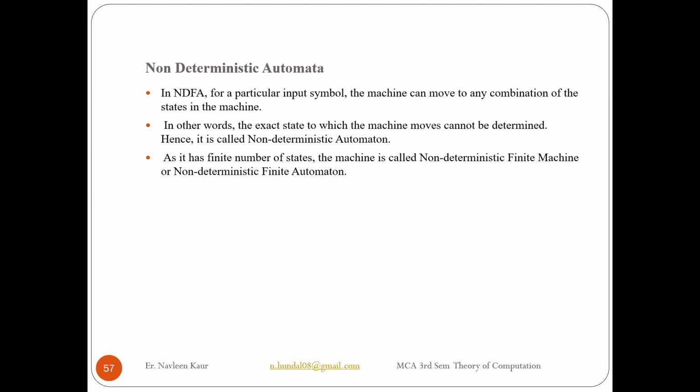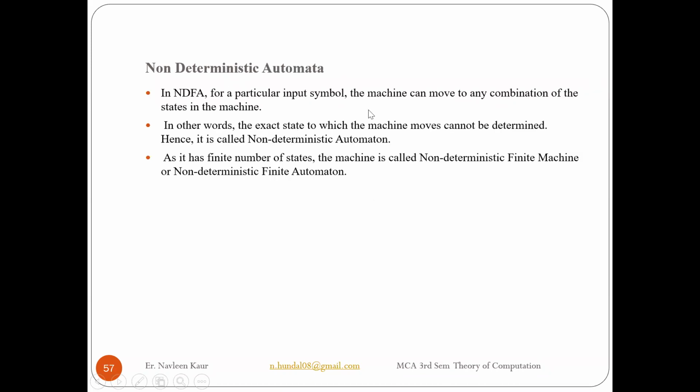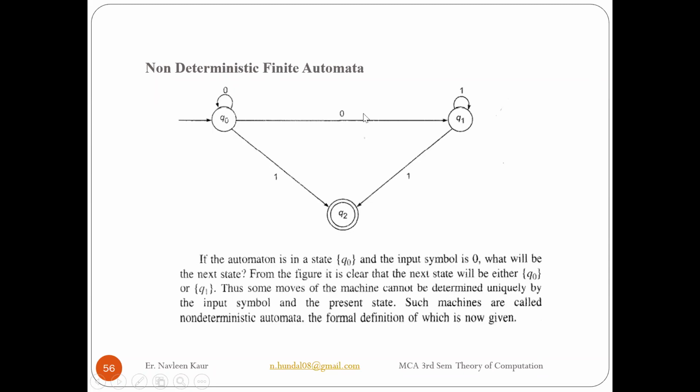So let's discuss this NDFA definition in detail. In NDFA, which is non-deterministic finite automata, for a particular input symbol, for example here, for input 0, for any input symbol, the machine can move to any combination of the states in the machine. It can move to Q1 also. It can move to Q0 also, and maybe there are chances it can move to Q2.